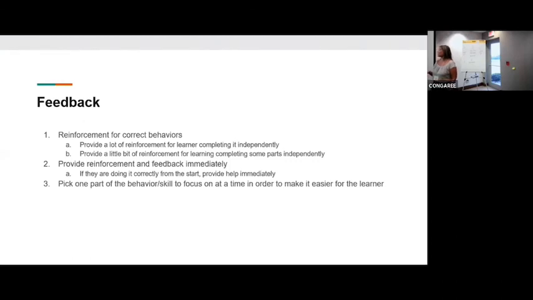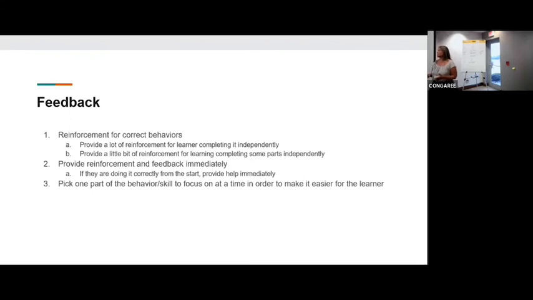We want to provide that reinforcement and feedback immediately. So we went over this earlier as well. If it's not immediate, that student's not going to know exactly what's being reinforced. And if they aren't doing it correctly, we want to provide that help immediately. So we don't want them to practice doing things incorrectly. If they need some help, stop it right there and then help them, because we can build habits quickly. So if I'm doing something incorrectly all the time, it's going to be really hard to break that habit. So we want to stop it from the start and provide that prompt and help.